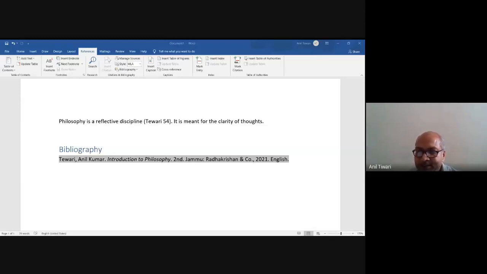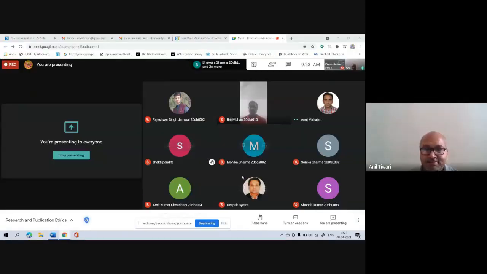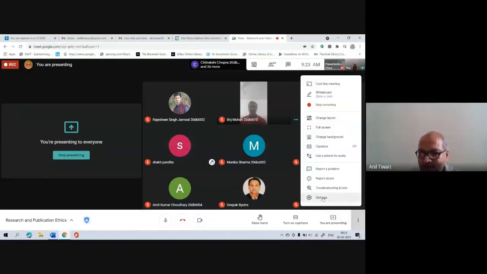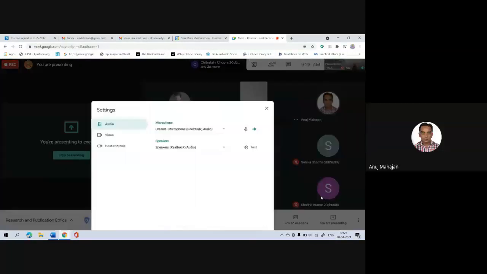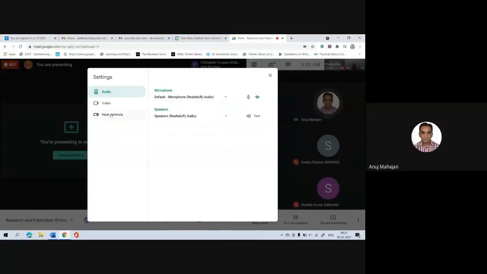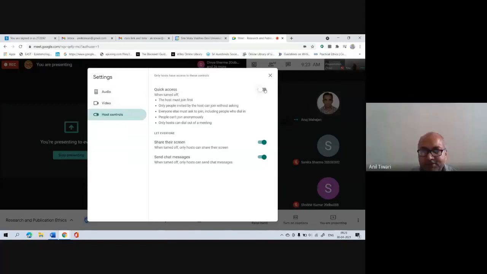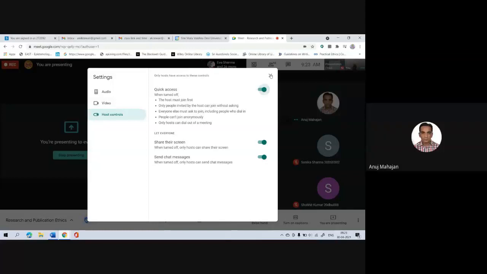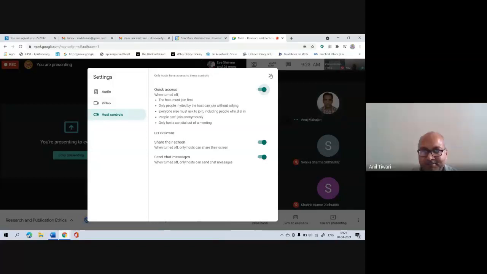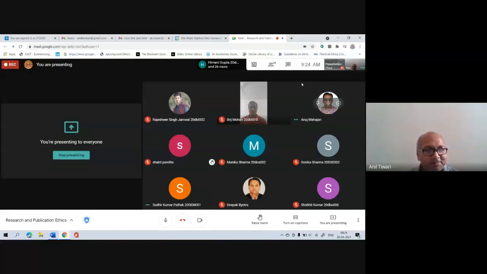Please guide me how I can change the setting. I have opened the settings. So what should I select? Host controls. Can you see my screen here? If I just click here and then go to settings, then host controls, yes, host controls, and turn on this quick access, sir. I should turn it on. So I hope now it will do. Yes, sir. Okay, so now it is done. I hope it will solve the problem. Thank you, sir.